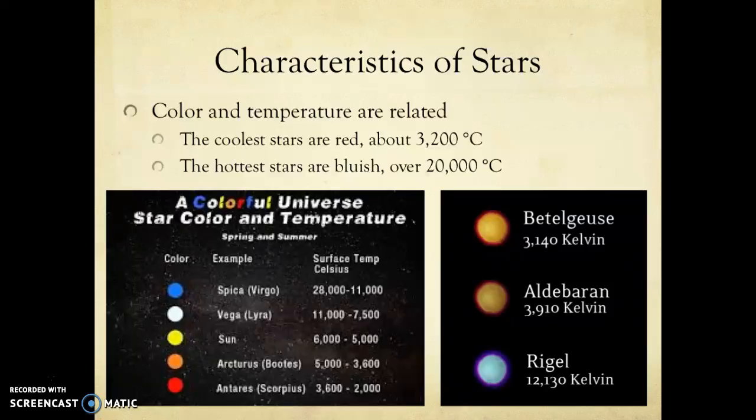So if you can see the diagram below, red is the coldest. After that, you've got orange, you've got yellow, then white, and then blue. Blue is, again, the hottest.